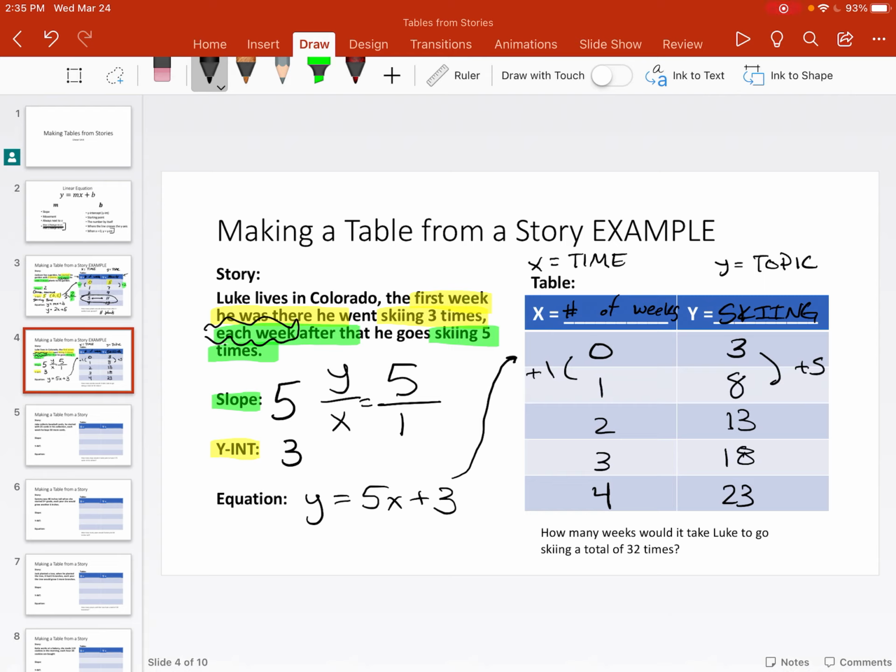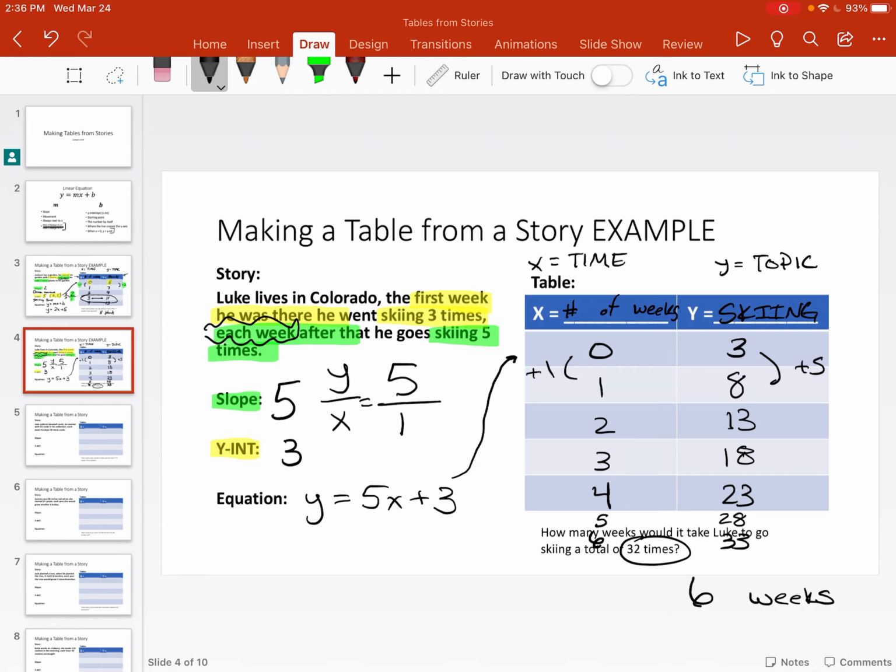It says, how many weeks would it take Luke to go skiing a total of 32 times? So if we do 3 plus 5 is 8, plus 5 is 13, plus 5 is 18, plus 5 is 23. Then if we add another 5, that would be after 5 weeks, that would be 28, plus 5 would be, so on our 6th, I'm gonna put it over here. On our 6th, that would equal 33. Actually, let's just go ahead and write on our question here. Our 6th one, that would be 33, at least 32 times. So after 6 weeks, he would have skied at least 32 times.